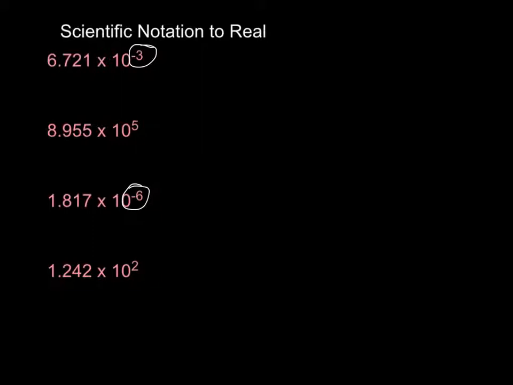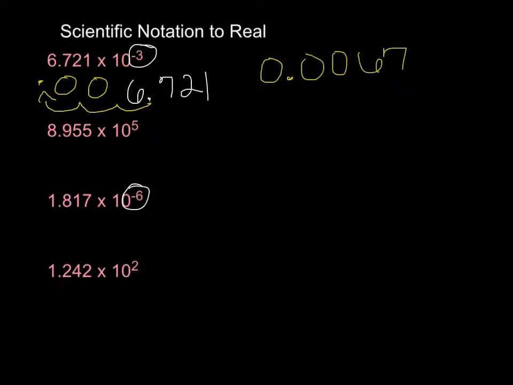3 spaces, and it needs to go left because our number is less than 1. So 6.721. If I move my decimal to the left 3 spaces, that's 1, 2, 3. These blank spots, I fill them in with zeros, and I add a decimal here. So your answer becomes 0.006721.